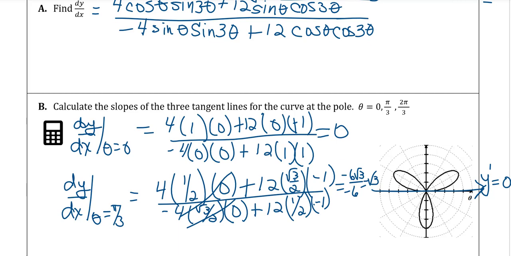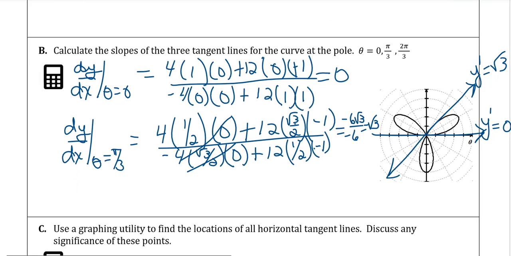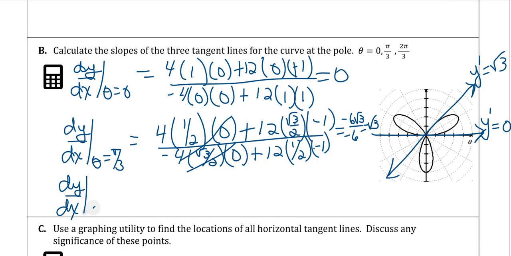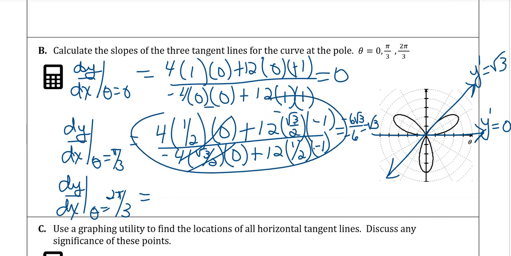So our tangent line here is going to be tangent to that curve. This is y prime equal to square root of 3. Okay, and then the next one is going to be dy dx at theta equal to 2 pi over 3. I'm not going to go through it, you're going to do the same steps you did here, and you're going to get negative square root of 3, which would make sense because you're going to have this tangent line here.